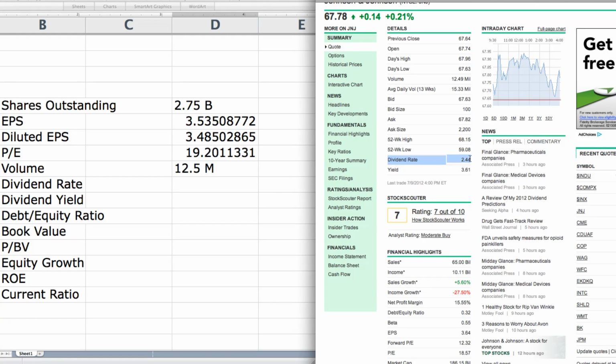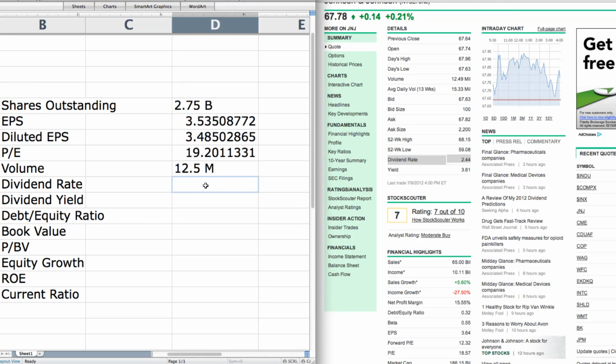rate here is actually $2.44. This is dollars. This is the actual amount that you'll receive for the whole year. So if you own Johnson & Johnson, you'd take this number, divide it by 4, and that's what you would get every 3 months. And if you added up all those payments for the whole year, you'd get $2.44 for one share. Okay? So this is $2.44.